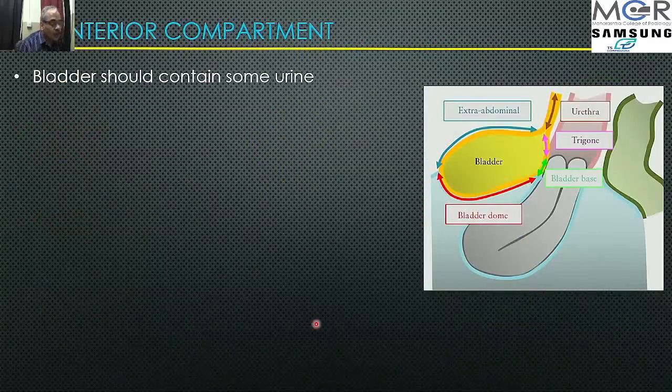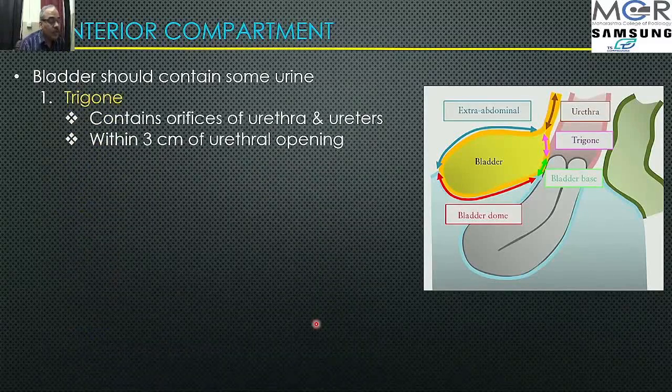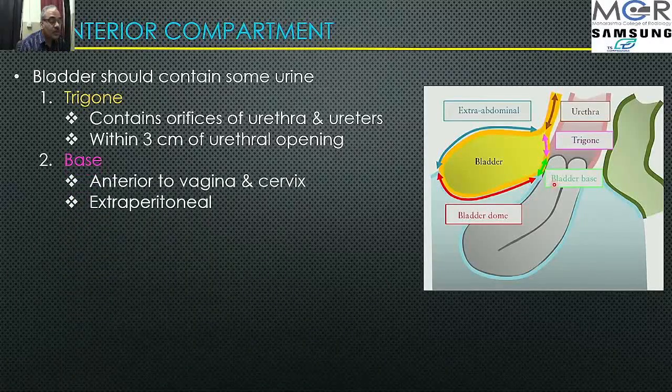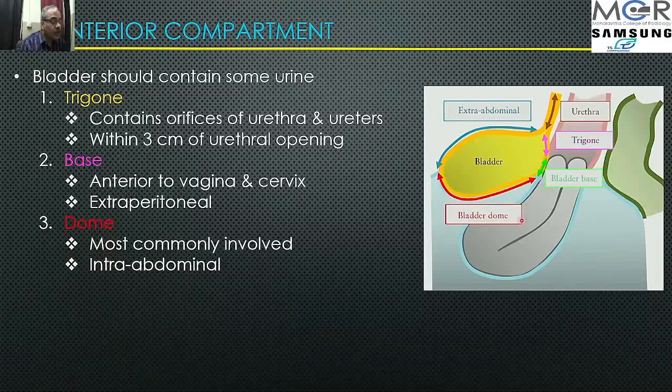For visualization of the anterior compartment, the bladder should have some amount of urine to see the walls of the bladder. Then you can see the trigone area. The trigone contains the orifices of the urethra and ureters, and that is within 3 centimeters of the urethral opening. Then you can see the base of the bladder, that is anterior to the vagina and the cervix, and this is the extraperitoneal part of the bladder. Then the dome of the bladder is the posterior and superior part of the bladder, and this is quite commonly involved, and this is an intra-abdominal structure.